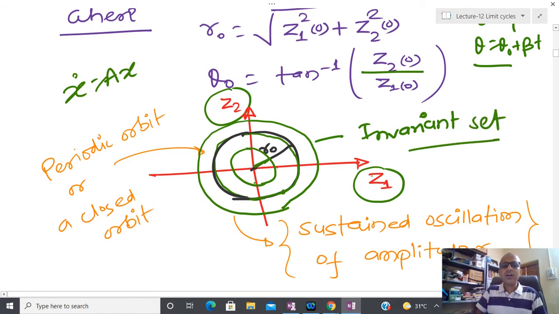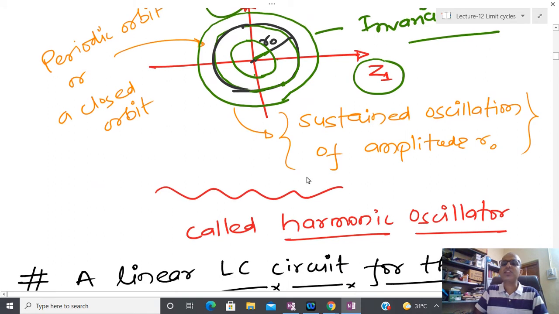Okay, now whenever I have this kind of behavior, we call it a periodic orbit or some kind of closed orbit, and this oscillation is called sustained oscillation of amplitude R0. This class of oscillator for a linear system, when both eigenvalues are on the imaginary axis, is called a harmonic oscillator. Let us try to see whether it is possible to build that kind of oscillator or not.